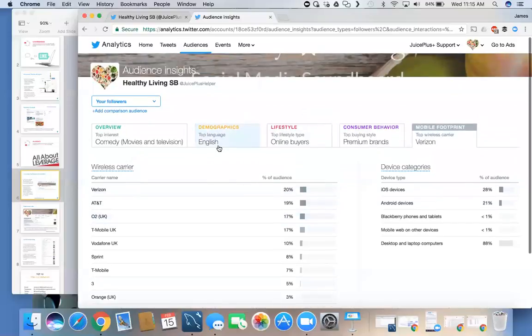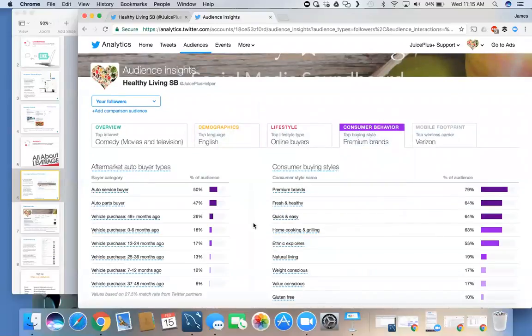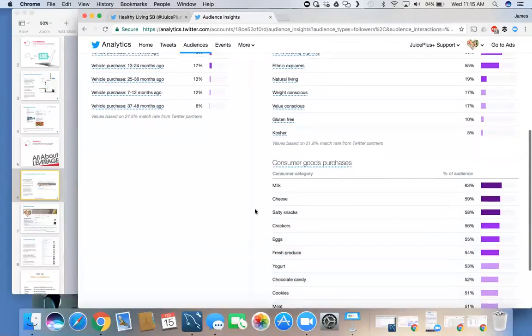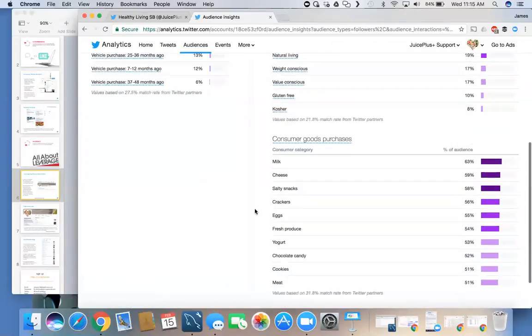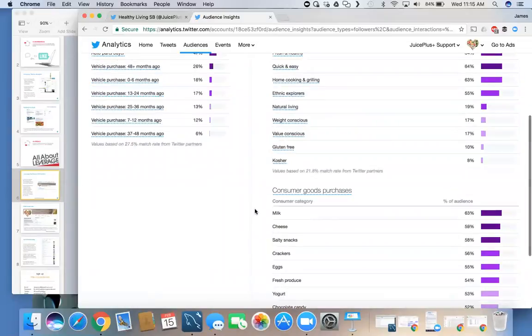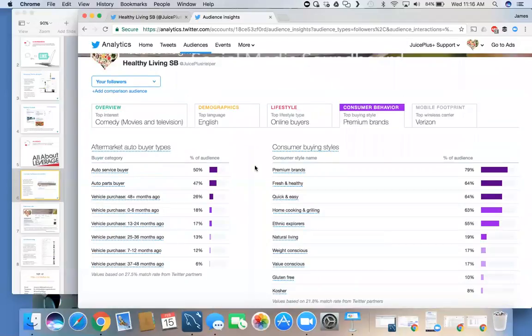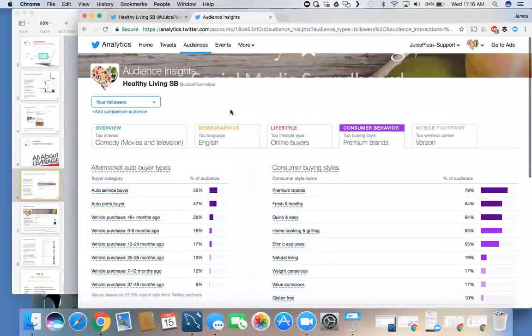So there's other information you can get here. It just kind of explodes what we looked at in a little bit more depth. Things that people buy. I don't really know why I would need information about auto buyers. So you just never know what you're going to find in here, but there is good stuff.